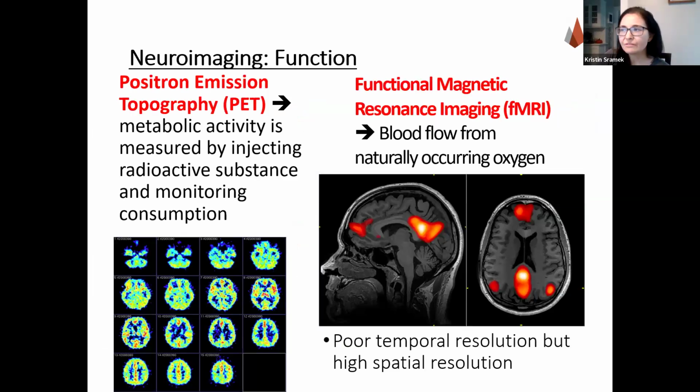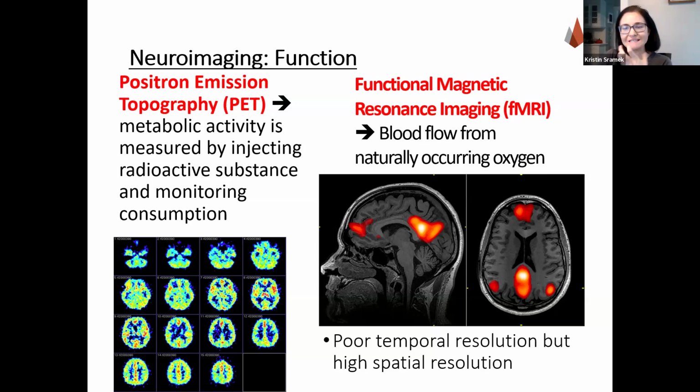Next up, we have some better information about functionality. There are two main ones that we'll talk about here. There's the PET and the fMRI. The PET is positron emission topography.